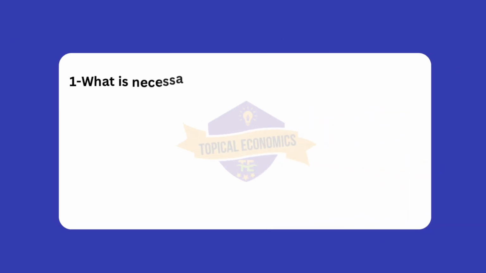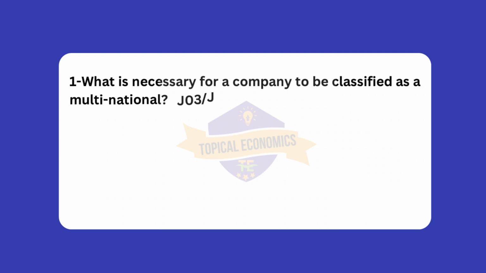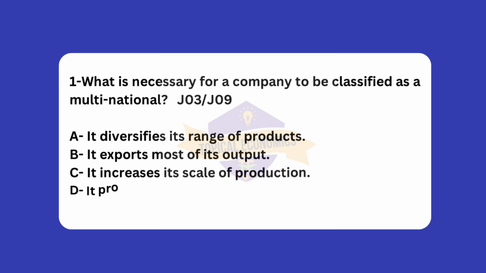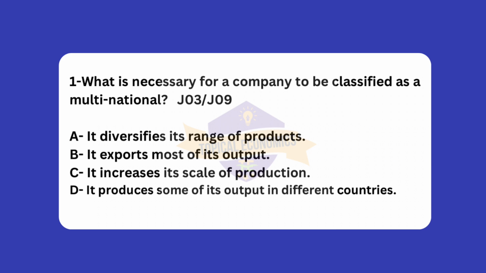Starting with our first question, what is necessary for a company to be classified as a multinational? Option A, it diversifies its range of products. Option B, it exports most of its output. Option C, it increases its scale of production. Option D, it produces some of its output in different countries.